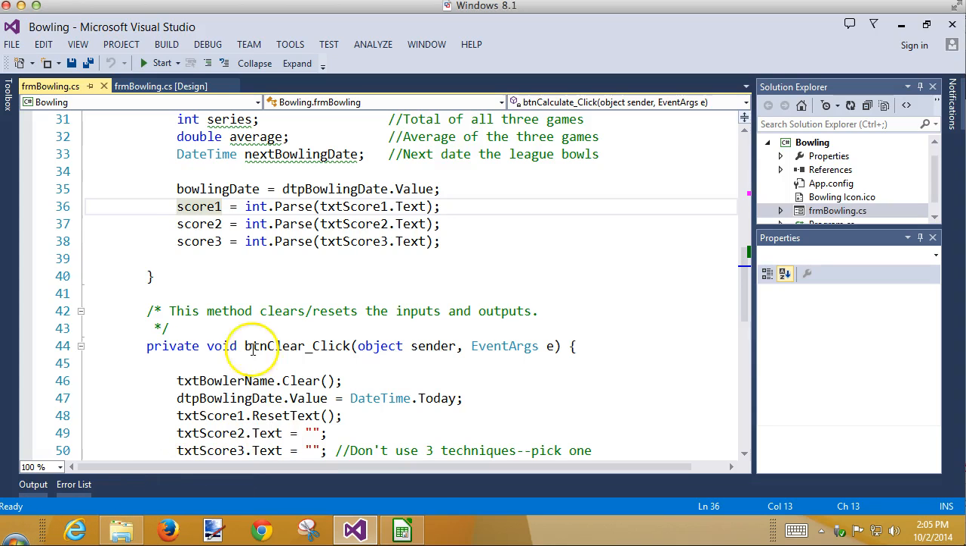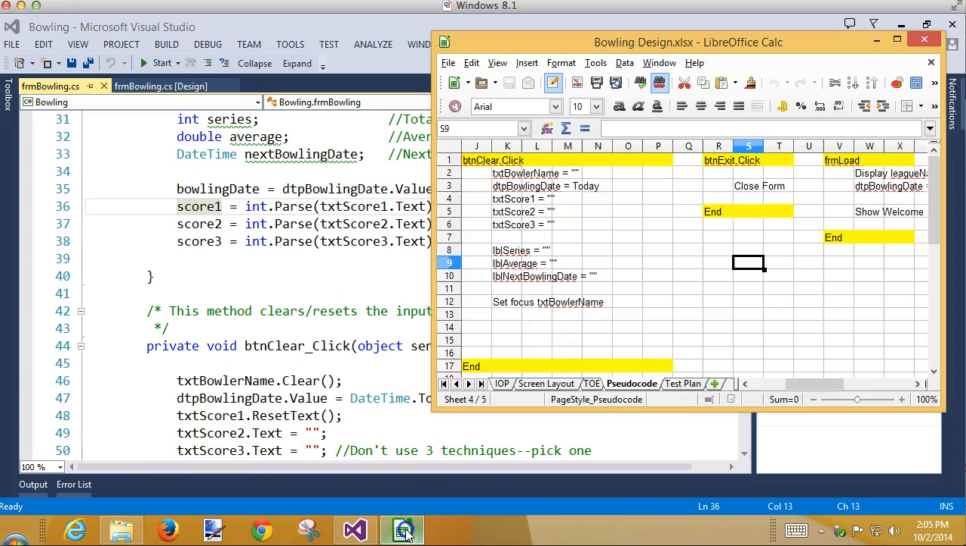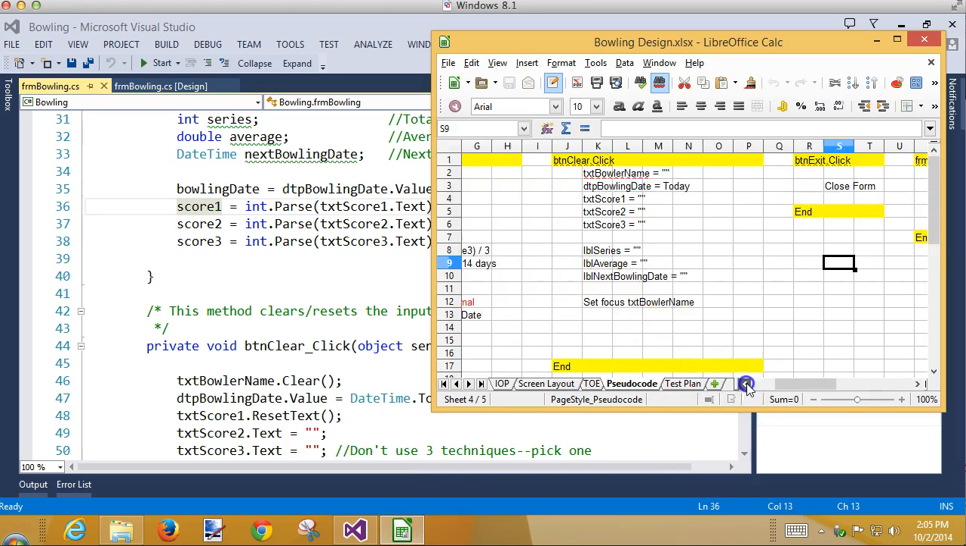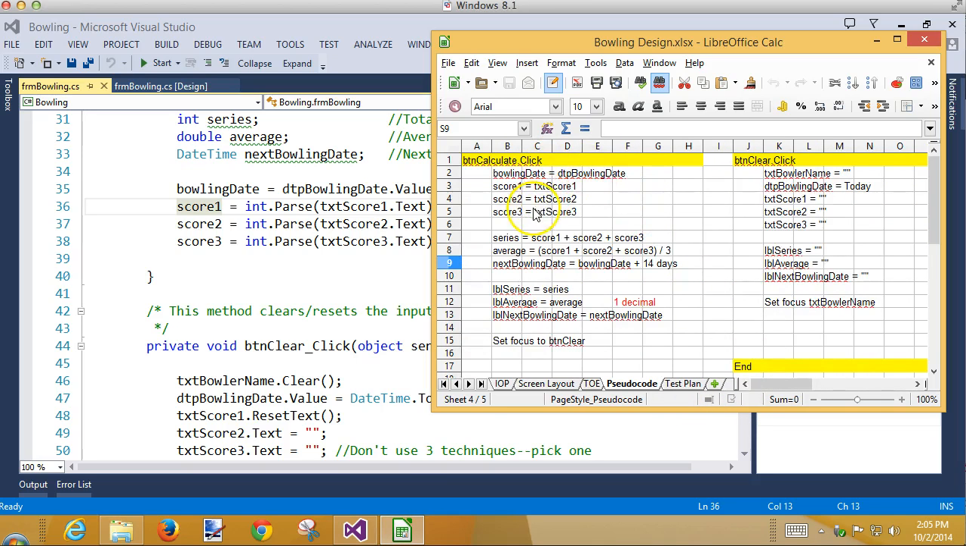We now have all of our inputs transferred from this program. I go back to my design here. It says transfer, right. Transfer the bowling date and the 3 scores. So now finally, there's a lot of overhead here. Finally, we're going to start doing some math.